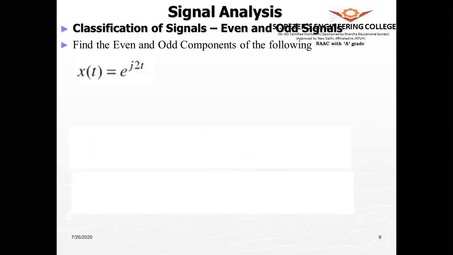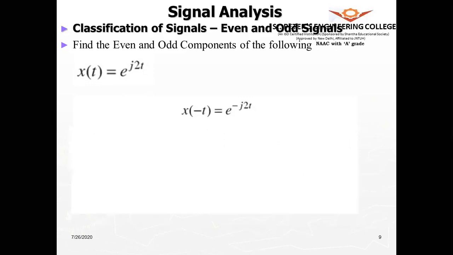Similarly, let us take some more problems which are given in terms of a function form. How do we find the even and odd components? Previously, we have seen the graphical form. Now let us take the problem in function form. So this is x of t is equal to e to the power of j 2t.